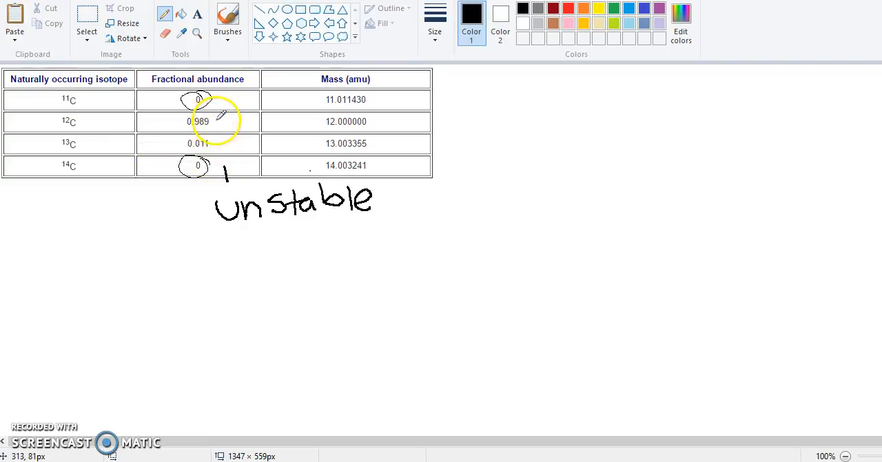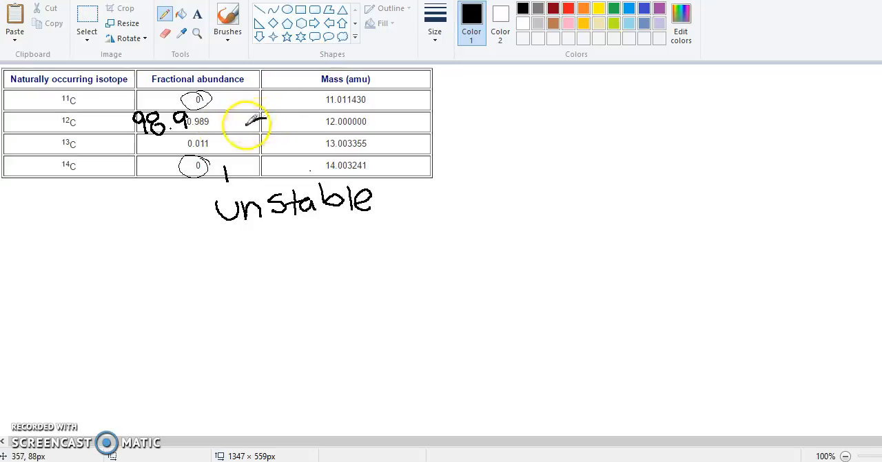So we can take the average of these two carbon isotopes in order to find the average atomic mass for carbon. So here you have it says fractional abundance. We looked at these as percents this week, which would just be a matter of moving over your decimal place. So this one would be 98.9%. Same with this one. But it's easy to just look at it as the fraction because then we don't have to divide by 100.